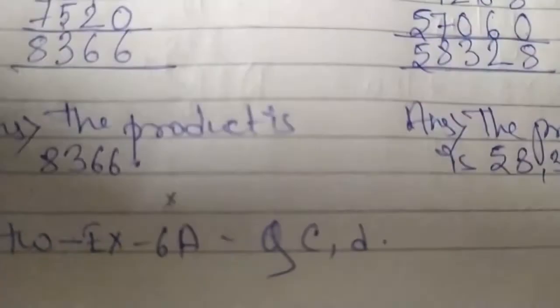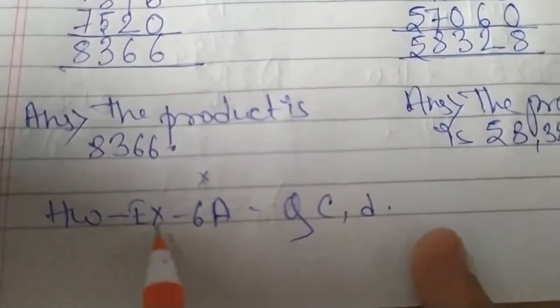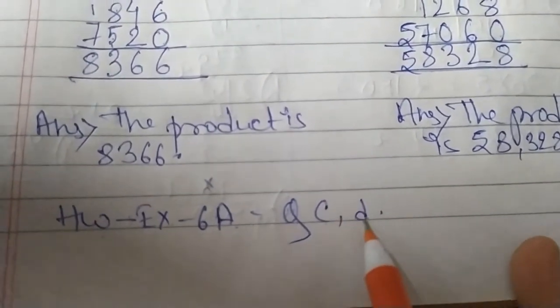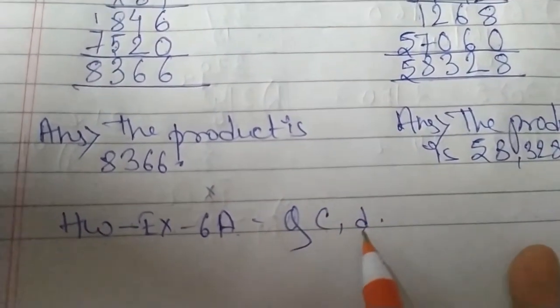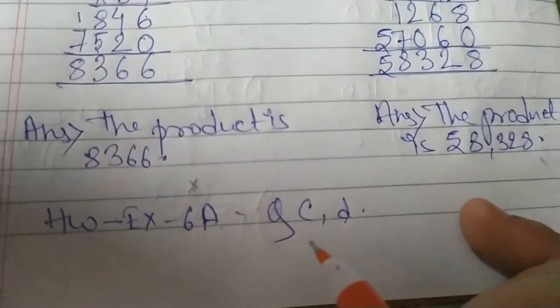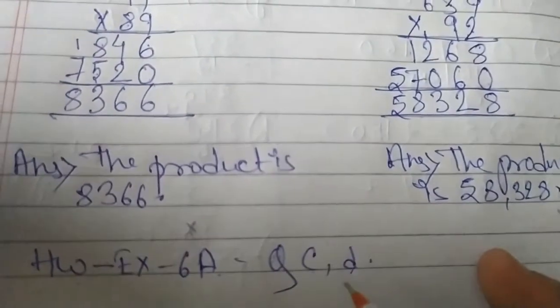Now talking about the HW of today. HW will be exercise 6A, question number C and D. You have to do it in the math CW copy. After finishing this CW work, please do the 2 HW sums in the math CW copy. Okay. Now, CW and HW work is here.